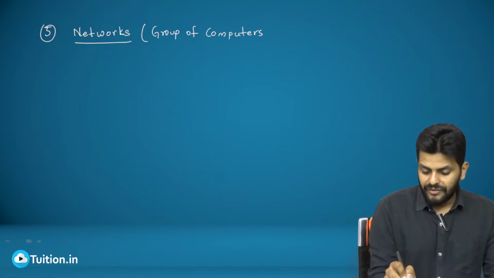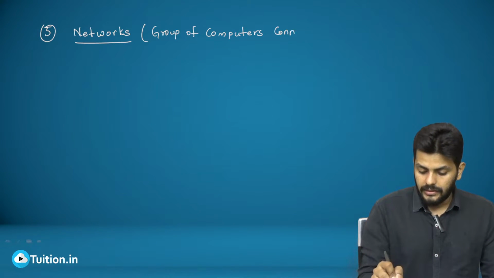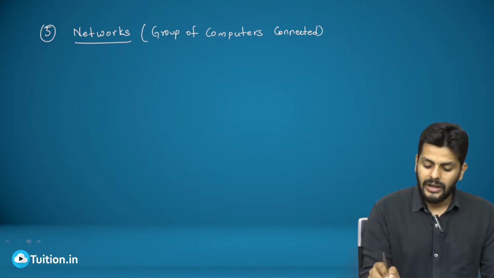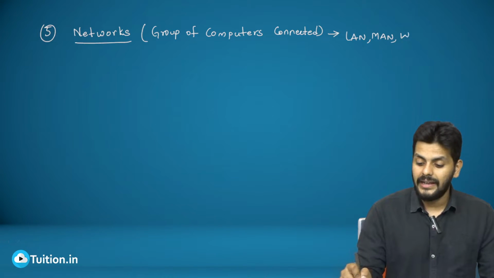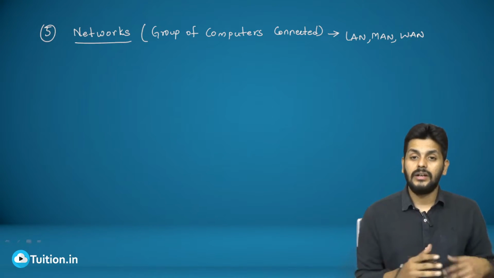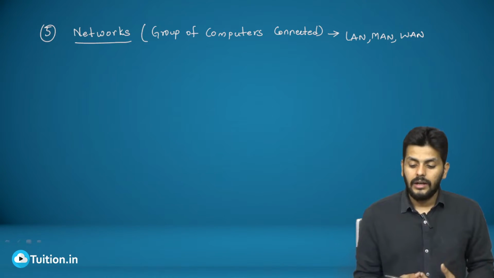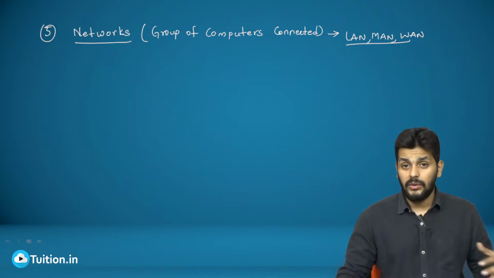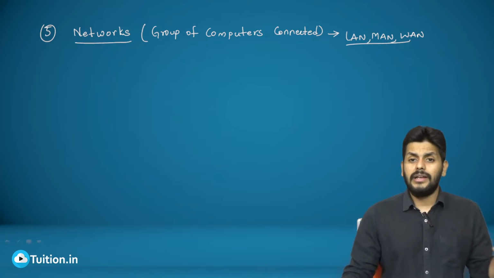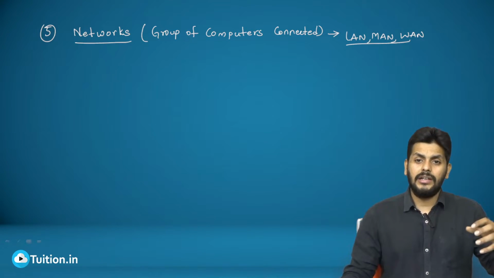A network is a group of computers connected, and you have different types of connections like local area network, metropolitan area network, wide area network. All these are terms used for sizing a network. How wide is a network? If it's inter-country, one country to the other country, then it's called a wide area network. If it works only in my city, it's called a metropolitan area network.